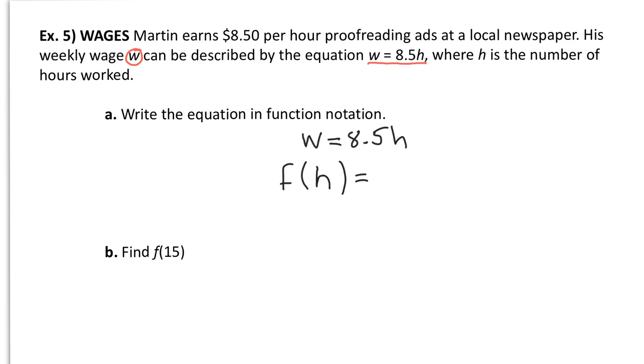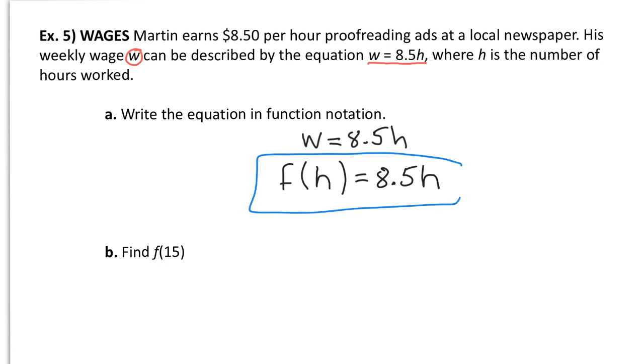So f of h equals 8.5 times h. This is your function notation for his weekly wage. F of h equals 8.5h. Notice that the variables are the same here, and it has to be like that. When you guys have a function, whatever variable you have here, it has to be the same as this one over here, because that's how you know where to substitute. So x, or h, or m, whatever variables you guys need to use.